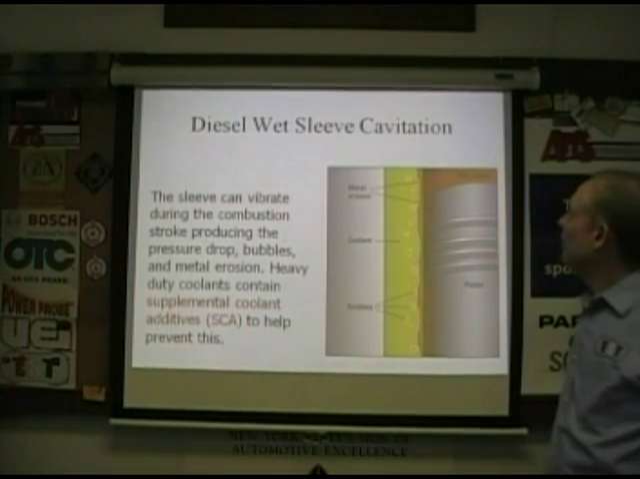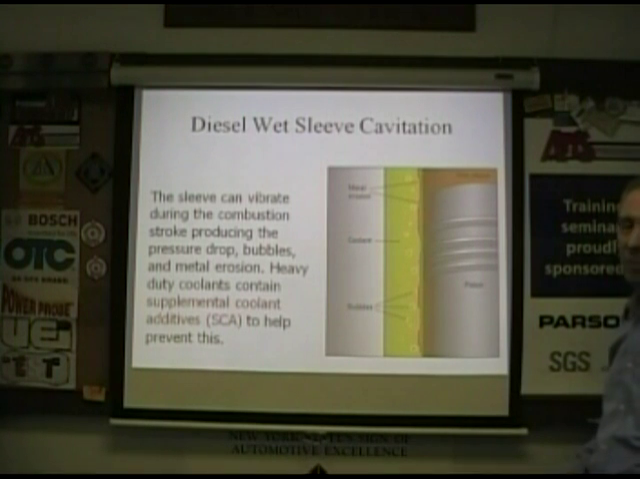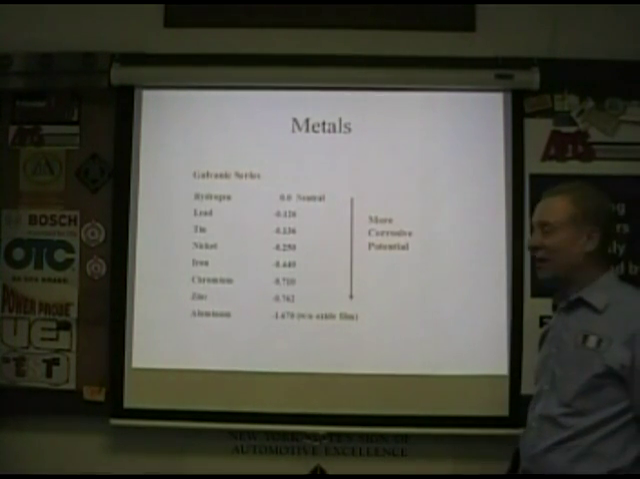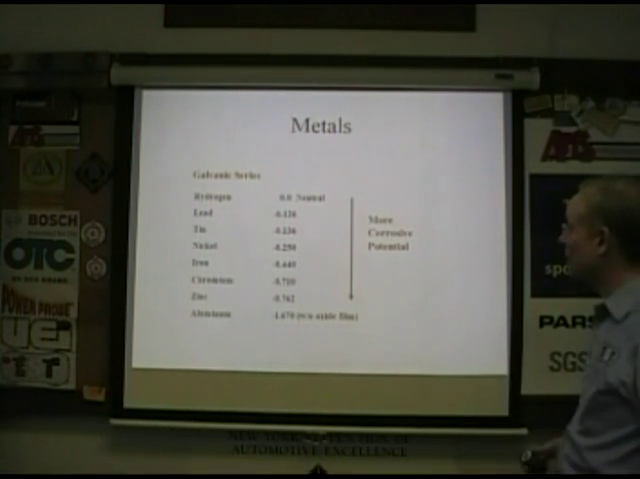Diesel wet sleeve cavitation, same thing. You're actually chewing up the motor. Very bad. You don't want to be the shop that did the work. And it's very expensive on a diesel. It's very expensive on anything, more so on a diesel.